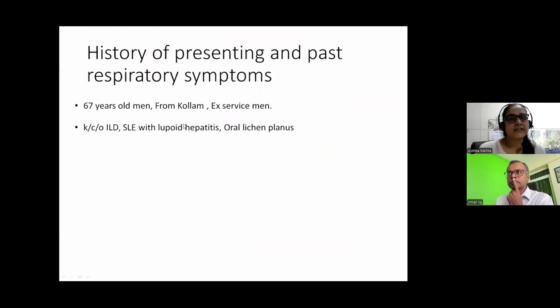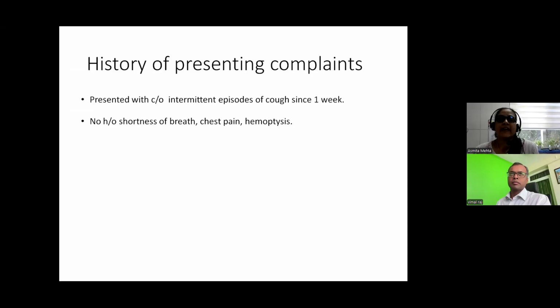So the first case is a 67 year old man from Kollam, and he's an ex-serviceman. He has a diagnosis of interstitial lung disease with SLE, lupus hepatitis and oral lichen planus. He was being treated in my hospital for the last 10 years. Suddenly he came to me once again because his complaint of intermittent episodes of cough had increased, and he denied any shortness of breath, chest pain or hemoptysis.